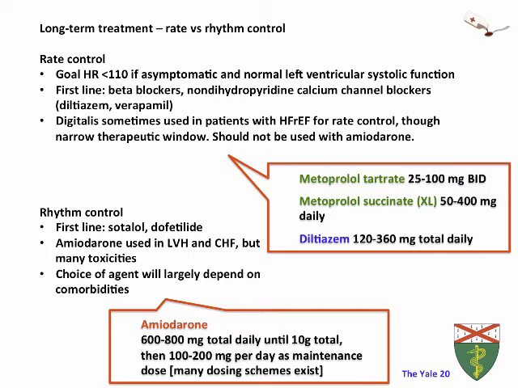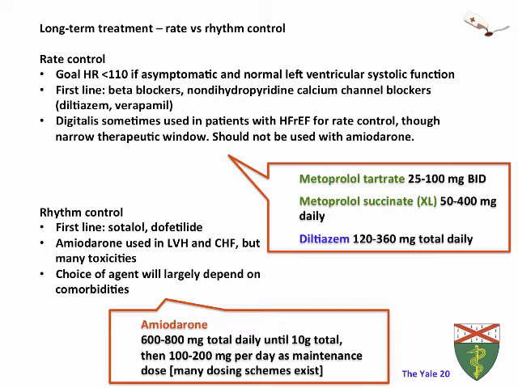The other class of medications in treatment for AF attempts to bring the patient into sinus rhythm. First-line medications include sotalol and dofetilide. Amiodarone is more commonly used in patients with LVH and heart failure, but there's a risk of toxicities associated with long-term use.